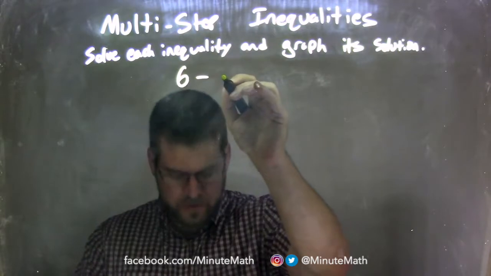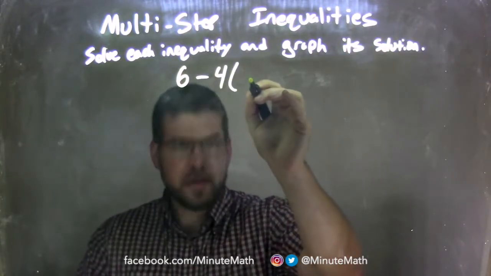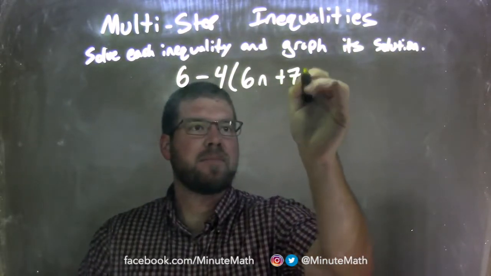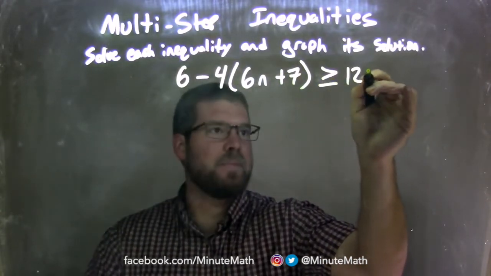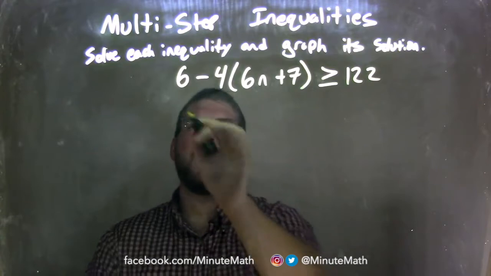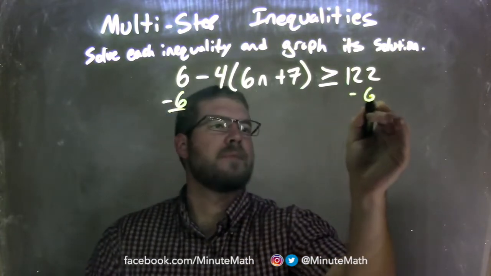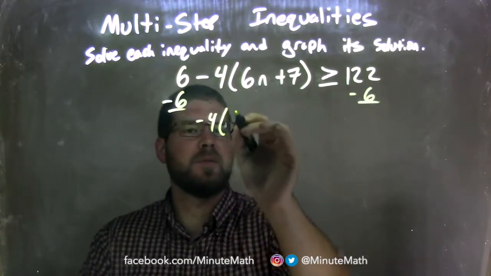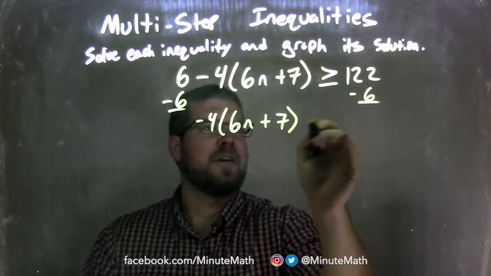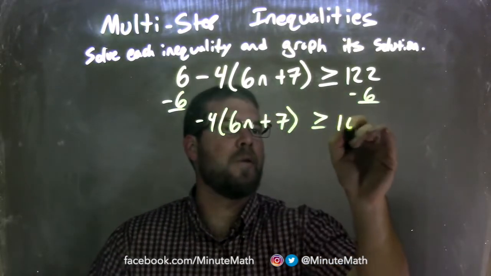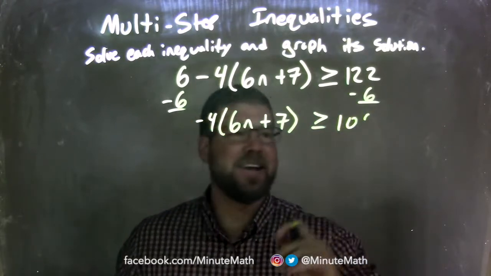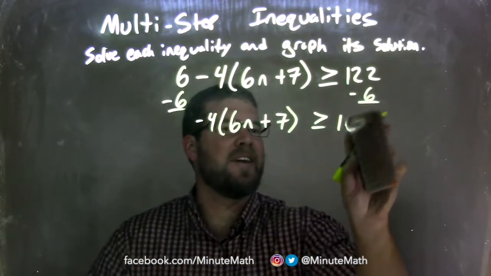6 minus 4 times (6n plus 7) is greater than or equal to 122. In this one, I'm going to subtract a 6 from both sides. That leaves me with negative 4 times (6n plus 7) is greater than or equal to 122 minus 6, which is 116, not 106, 116, Sean.